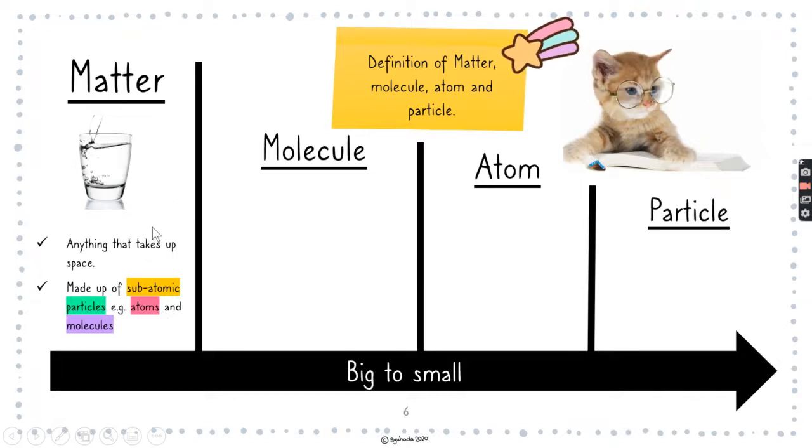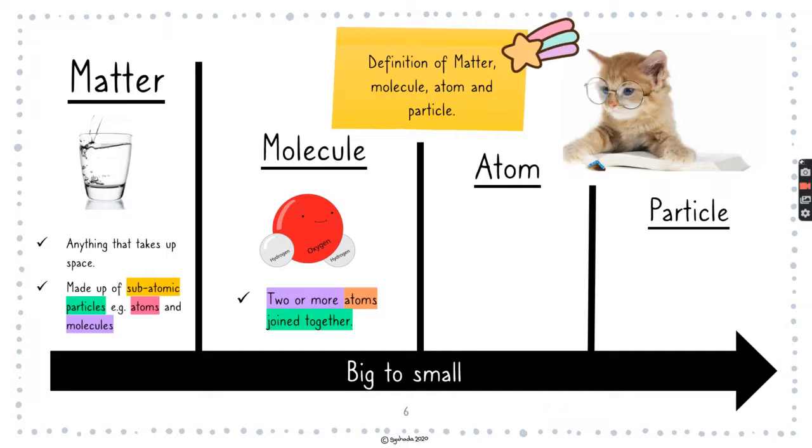You are made up of matter. I'm made up of matter. Your phone is made up of matter because it does take up space, and it is made up of molecules and atoms. What is a molecule though? A molecule is when you have two or more atoms that are joined together. For example, you have here an oxygen atom joined with a hydrogen atom and another hydrogen atom. If you can recognize it, this is one molecule of water.